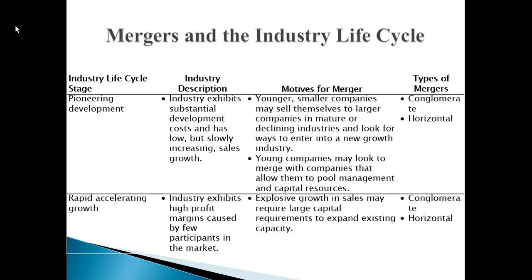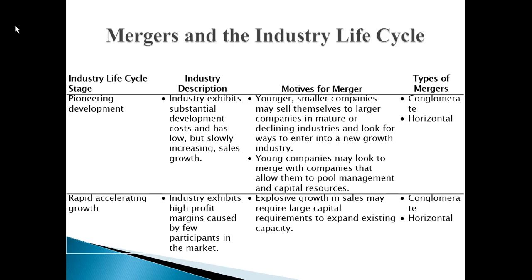So we start with the first stage, which is the pioneering development. Okay, so under the pioneering development, the industry is still developing. Okay, so it has lots of development costs, and then the sales are very low. They're still very low, and there's still very low growth in sales. But it's increasing. The industry is developing. The sales are still low, but they are growing.